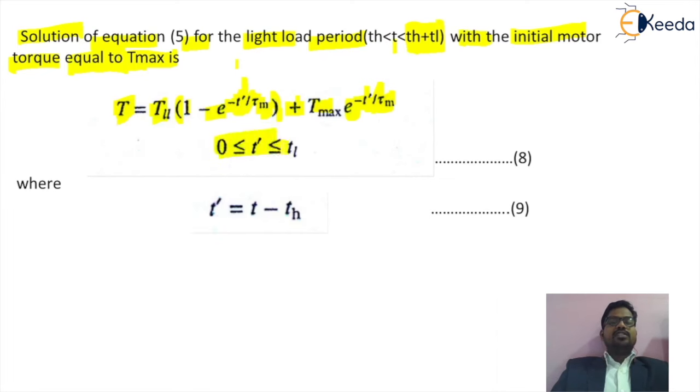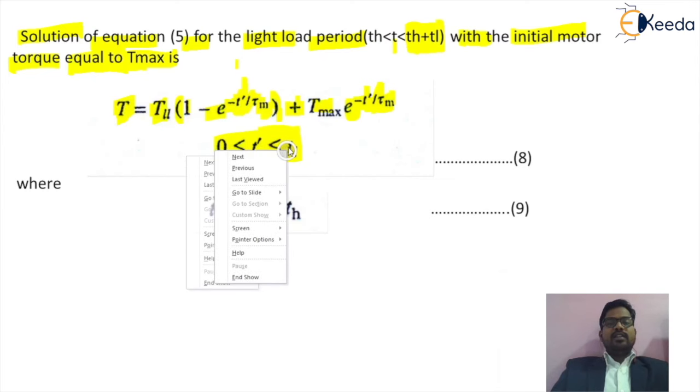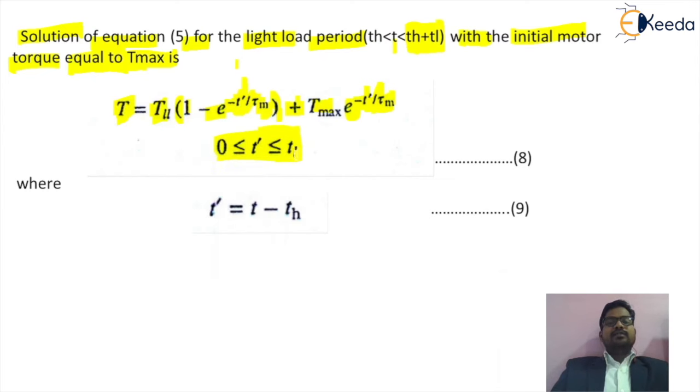of the T dash. And what will be the value of the T dash? The value of T dash is obviously greater than 0, but less than TL, where TL is called the load torque time. So this will be called equation number 8. Here the value of T dash is T, that is total time, minus the timing required for the high load. So this will be called equation number 9.